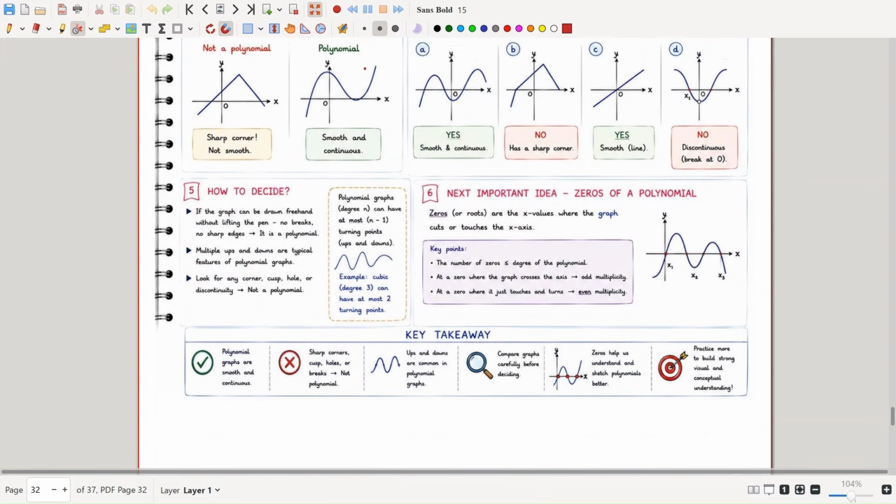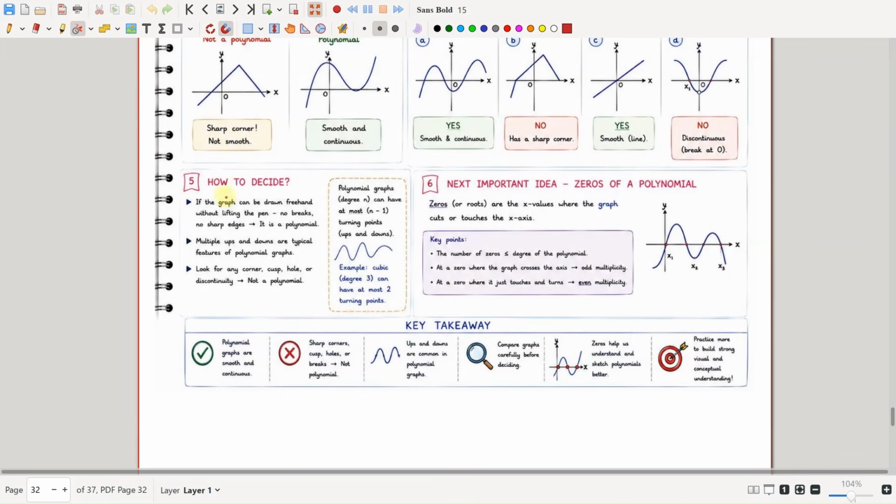So, if a graph can be drawn freehand without lifting the pen, with no breaks and no sharp edges, then it is a polynomial. Multiple ups and downs are typical features of polynomial graphs. And if you have some sharp edges or some discontinuity like this, then it will not be a polynomial.